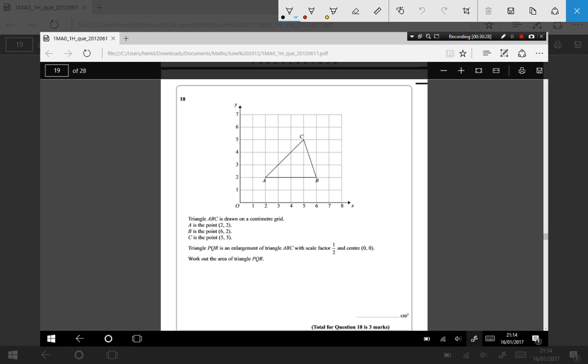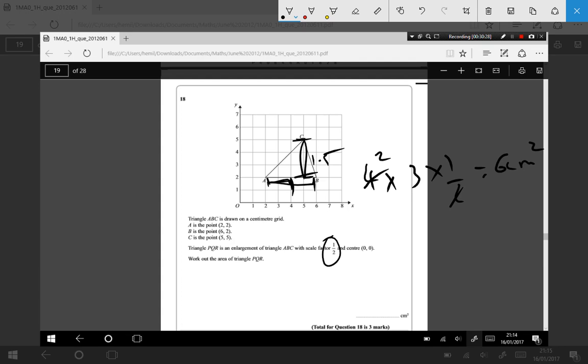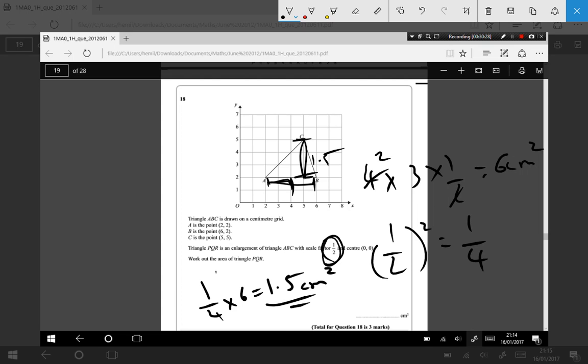So we know that the scale factor is a half. So what we can do is we can half all the sides. So we can make the base half. Then we can make the height half, which would make it 1.5. Or we can find this area, and then we can use scale factor, area factor. So we'll go for the second part. So we'll find the area of ABC first. So area of ABC would be 4 times 3 times a half, which would make it 6 centimeters squared. But we want area factor. This is scale factor, so we need to square it. So let's square that. It's a quarter. So we need to do a quarter of 6. So it's 1.5 centimeters squared. So the answer is 1.5 centimeters squared. That's all it is, guys.